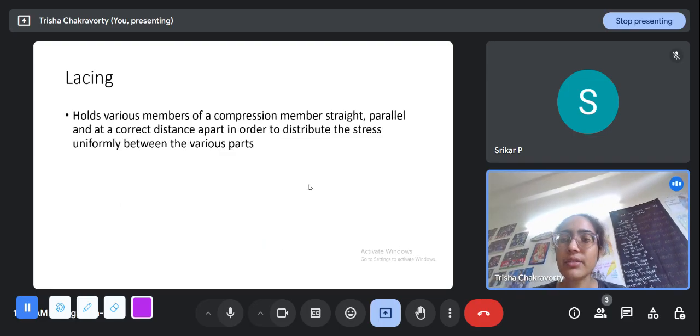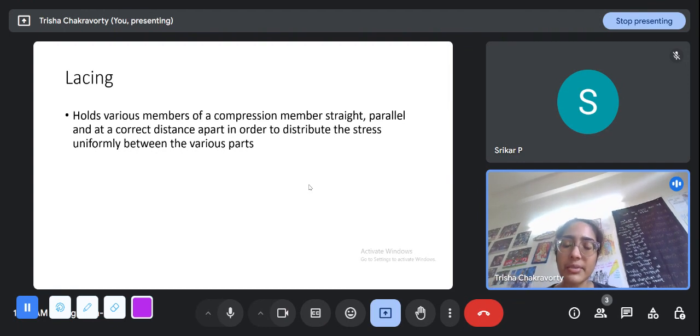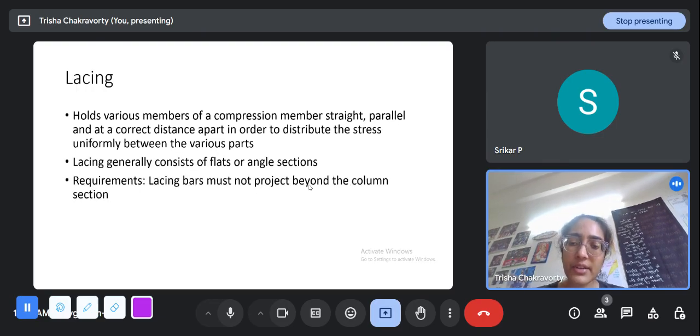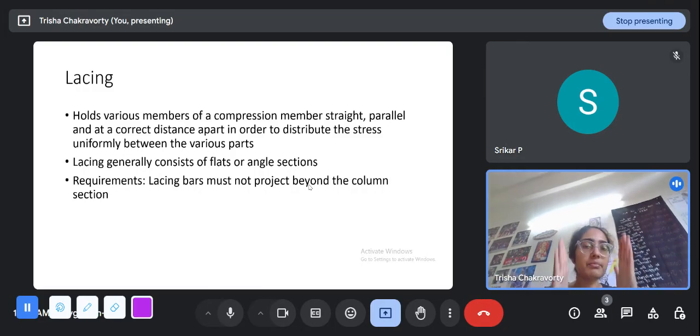Lacing and batten plates. Lacing holds various members of a compression member straight, parallel, and at a correct distance apart in order to distribute the stresses uniformly between the various parts. Lacing generally consists of flats or angle sections. Requirements: lacing bars must not project beyond the column section. This again has to do with serviceability criteria, not deformation directly, but when we are placing two columns apart with a certain gap between them, there will be some architectural considerations, some requirements that I cannot let the lacing bar project beyond it, because then it might hamper the working.